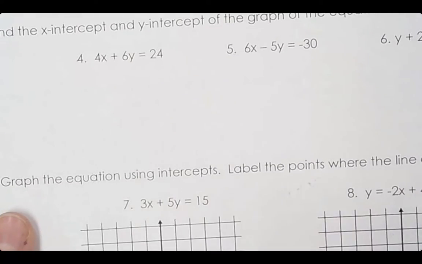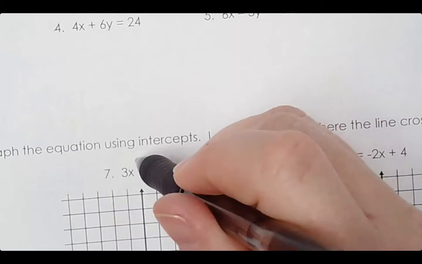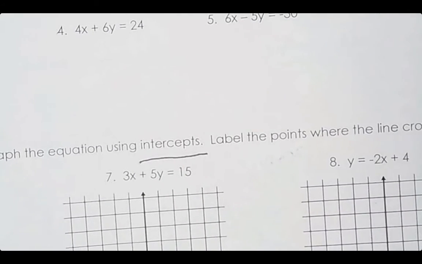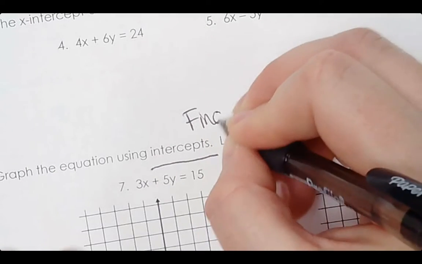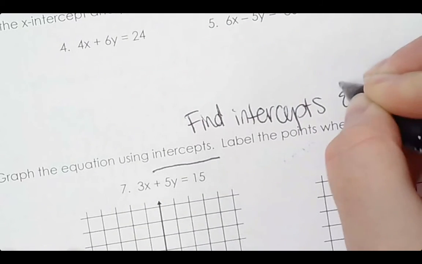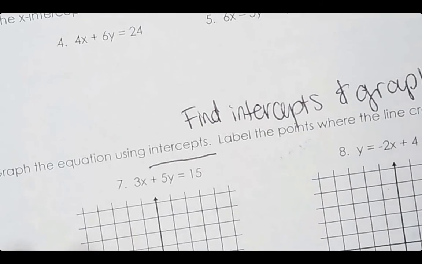Okay, and then these last 2 problems. Graph the equation using intercepts. Label the points where the line crosses the axis. So you are going to have to find intercepts and graph those. Make sure you show your work on all of this.